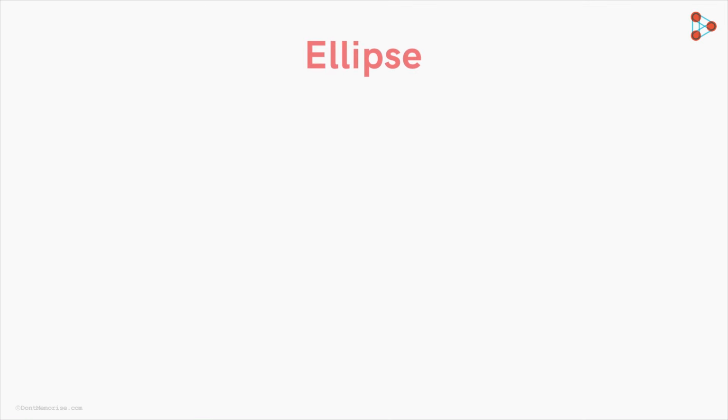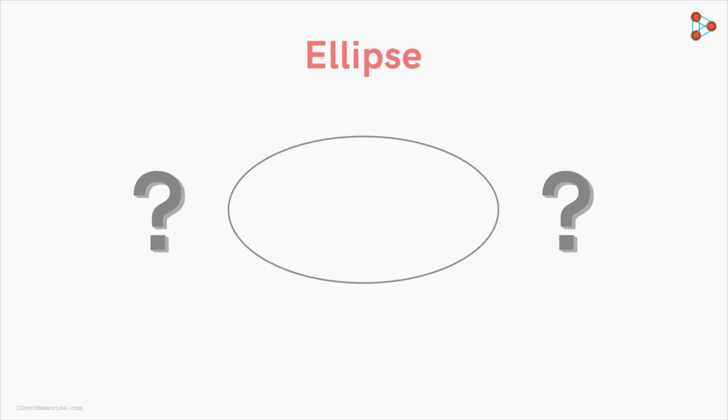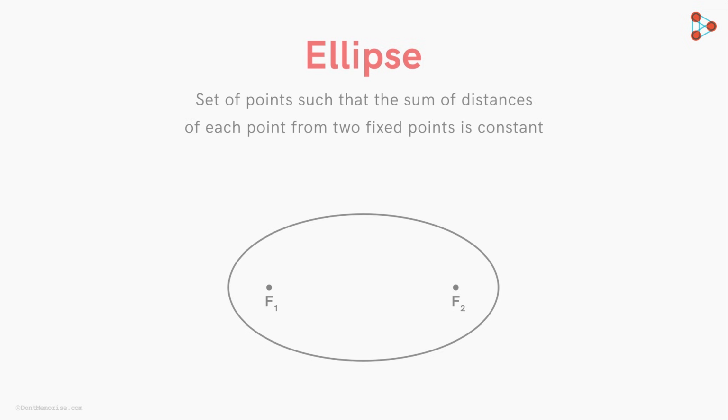By now we're quite familiar with the shape ellipse. Can you tell me what an ellipse is? Right. If we have two fixed points, then an ellipse is the set of points such that the sum of their distances from these two fixed points is constant.